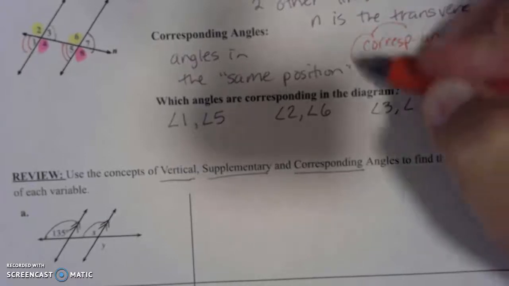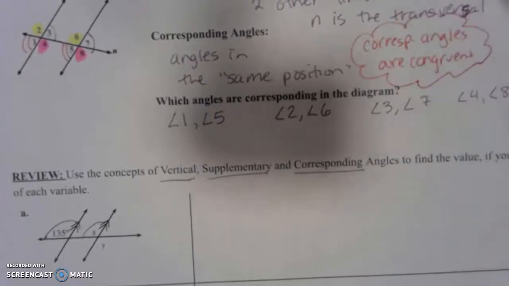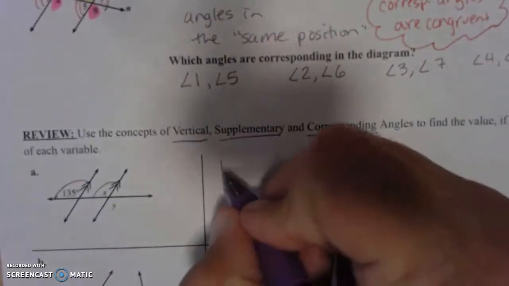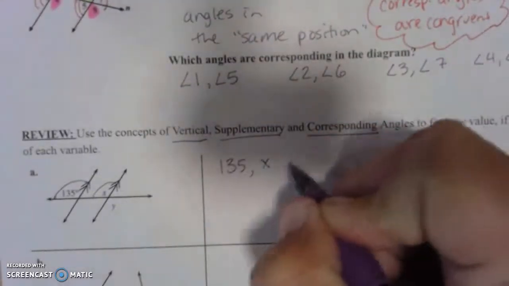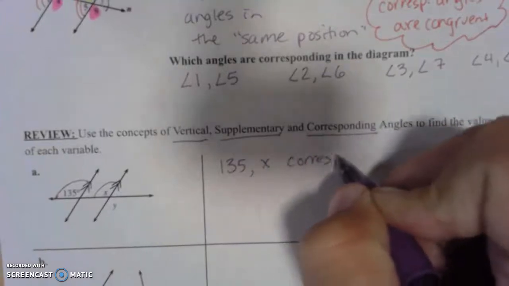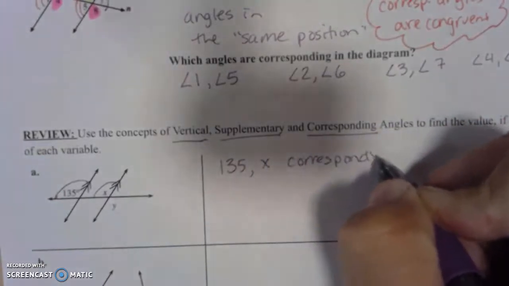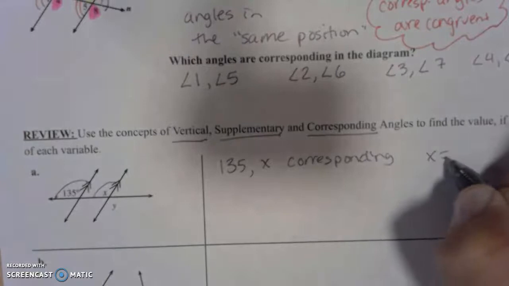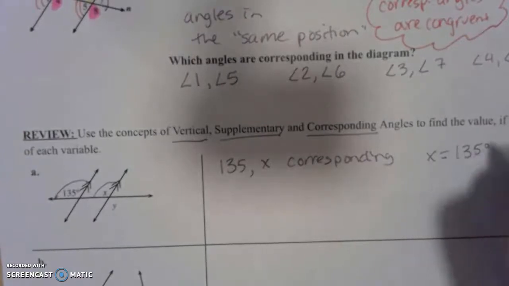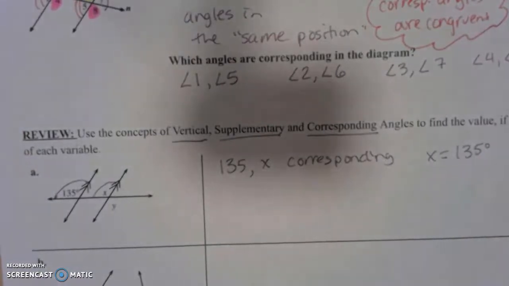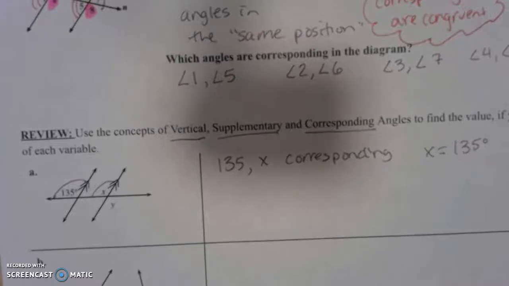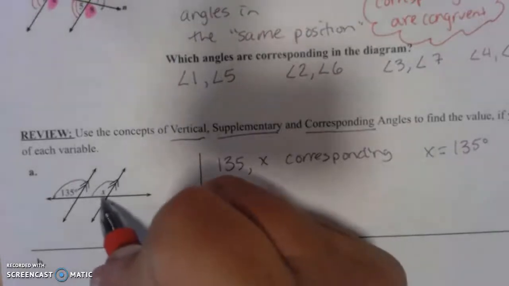Okay, this is very, very important. Corresponding angles are congruent. That means they have the same measure. And so, since 135 and X are corresponding, that's enough information to tell us that X is 135 degrees. Okay, but what is the relationship between X and Y?